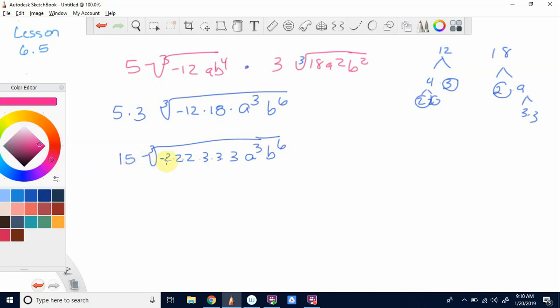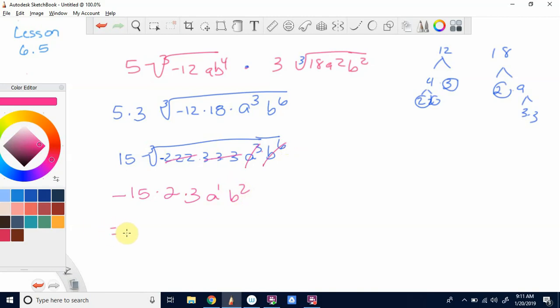Because it's negative, and I take something out, I take out a negative. So we can take out a 2. We can take out a 3. Then we have 3 divided by 3 is 1, remainder 0. And then for b, 6 divided by 3 is b squared, remainder 0. So it's b squared, and there's nothing left.